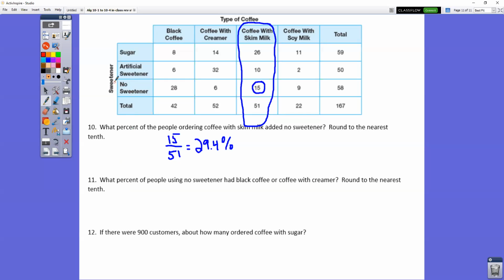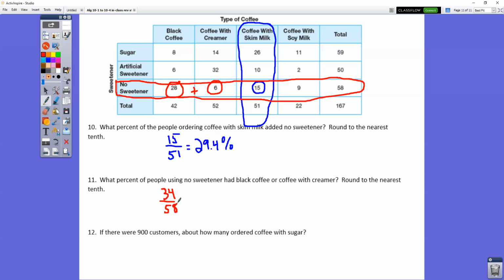So, what percent of people using no sweetener? We are only looking at this row of those who had no sweetener. What percent had black coffee or coffee with creamer? We need to add those two numbers together. 28 plus 6 is 34, and it's out of 58 who had no sweetener. So top divided by bottom, move your decimal point over 2 places to the right, you get 58.6%.